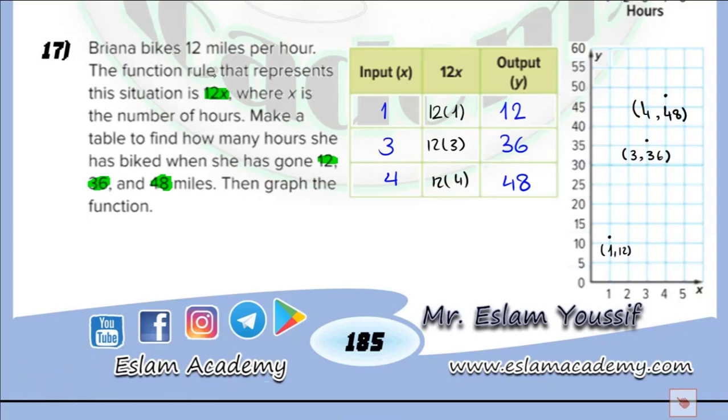And that's how we can convert the problem solving to find the relation between the input and the output and represent it graphically.